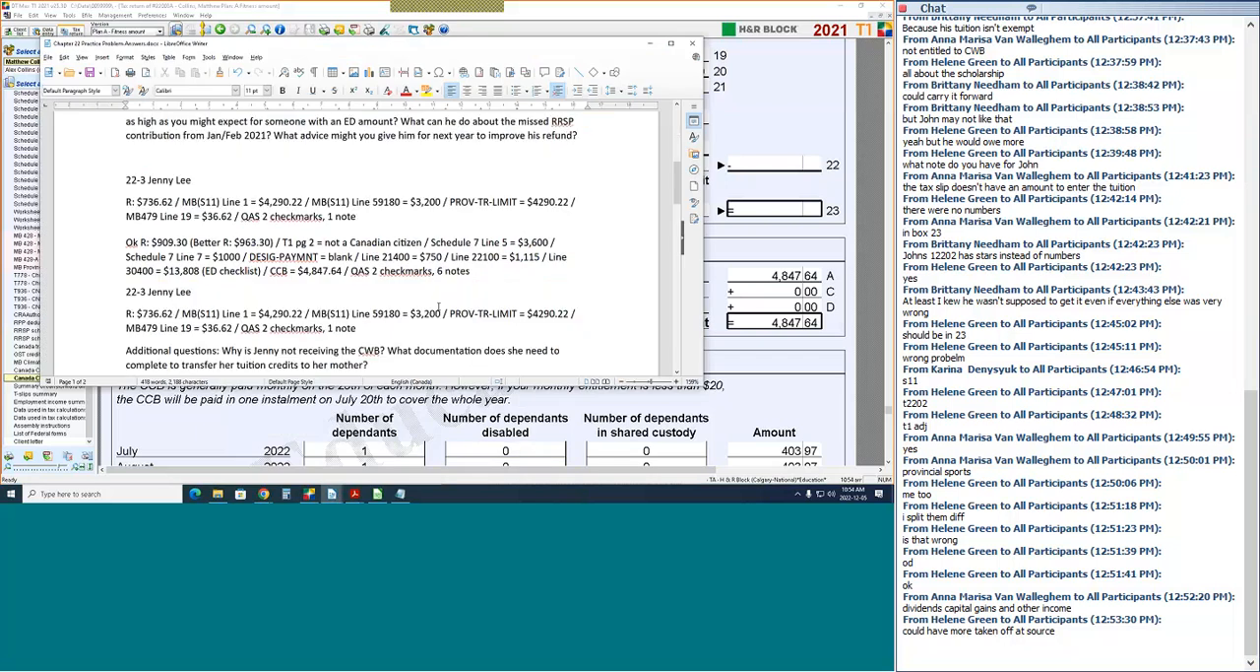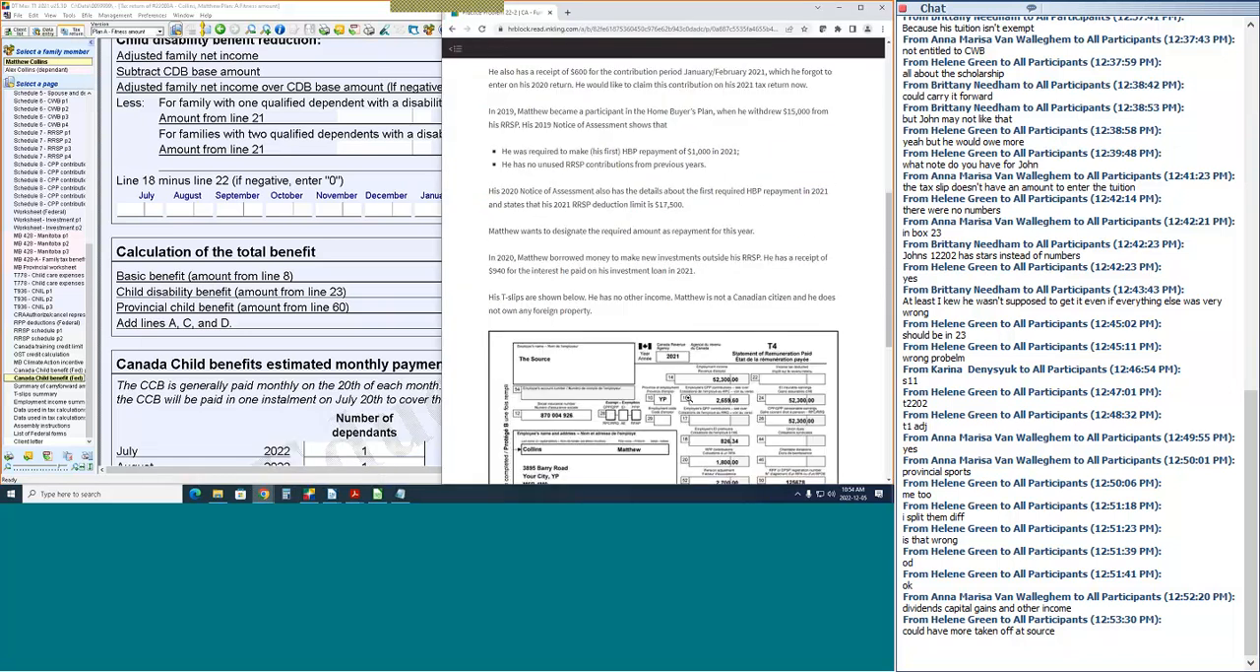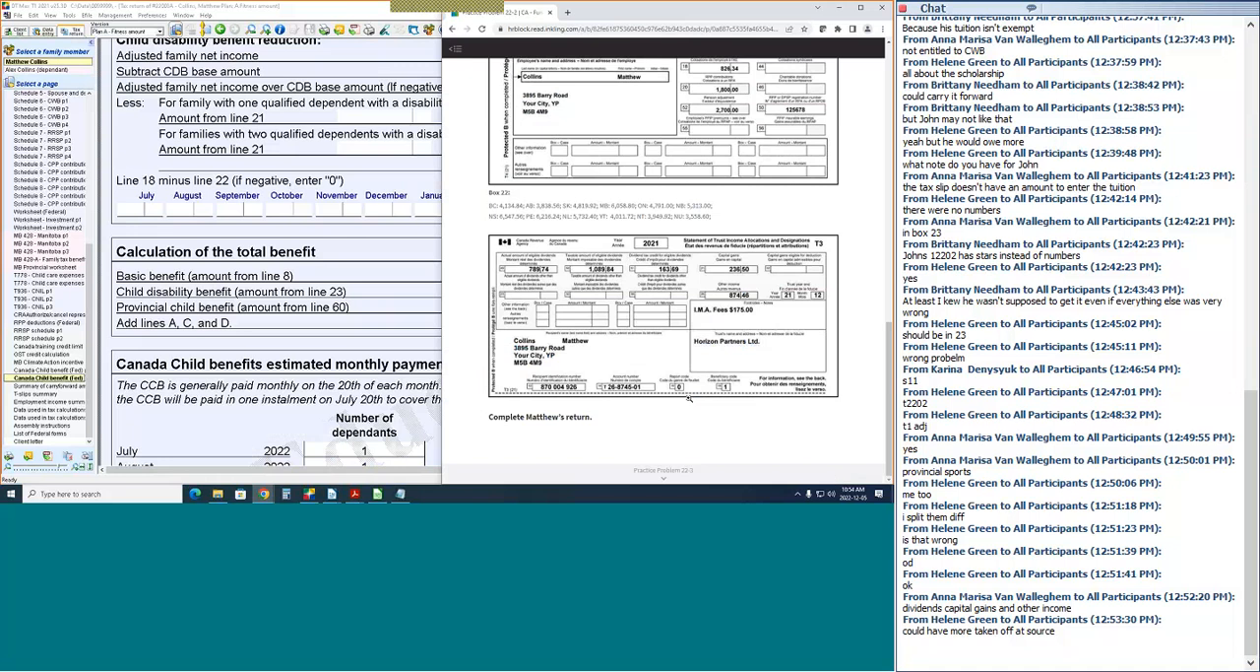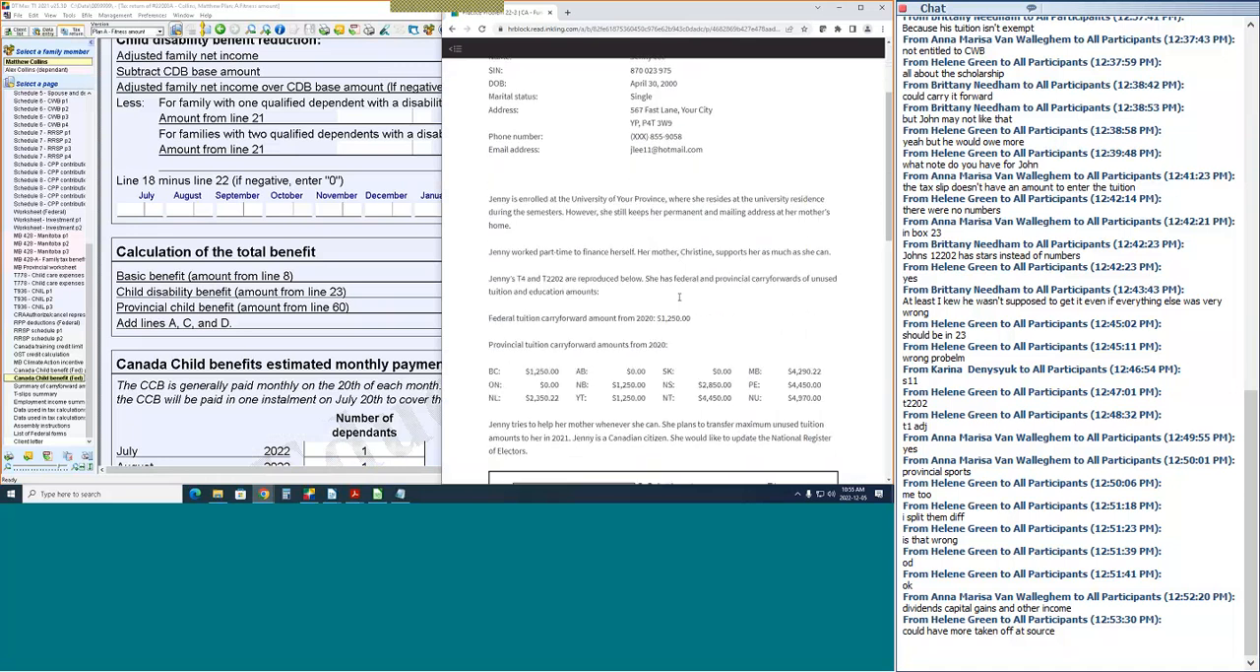Okay, good. We have Jenny next, so I'm going to take a look at Jenny. So Jenny is enrolled in university. She's living in residence during the semester. We now have a residency issue. We need to know what her province of residence is. In this case, what's her province of residence going to be?